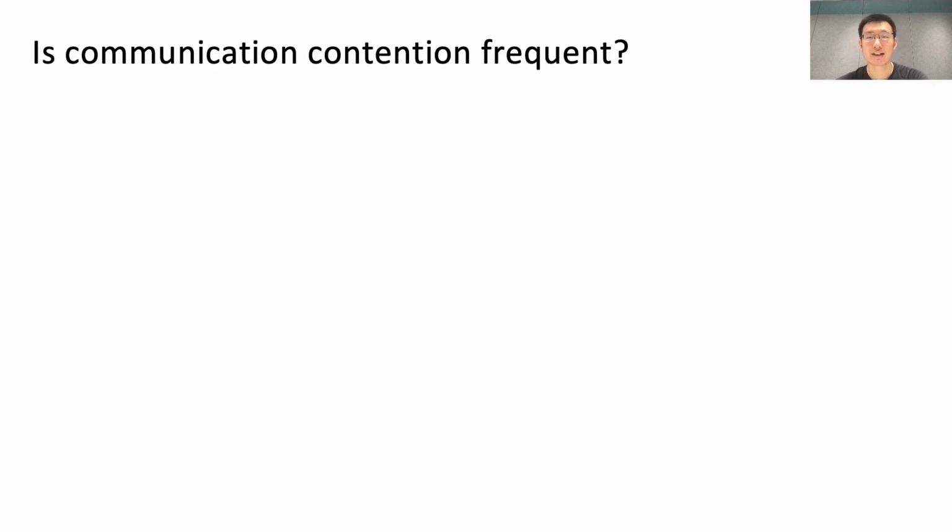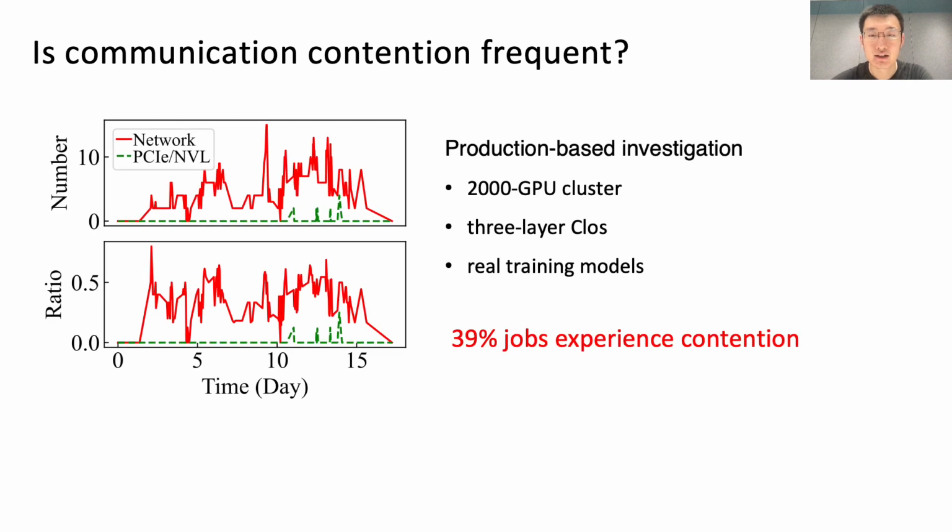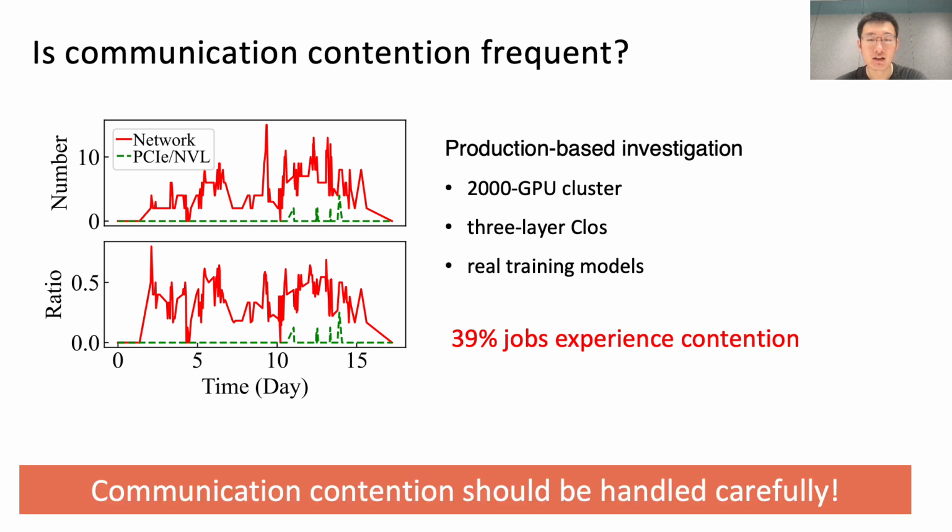So, is communication contention frequent in production? The answer is yes. In our production-based investigation with more than 2,000 GPUs, there are 39% of jobs ever experienced communication contention with others, including contention on network switch, network links, and PCIe. So we say communication contention between jobs should be handled carefully.